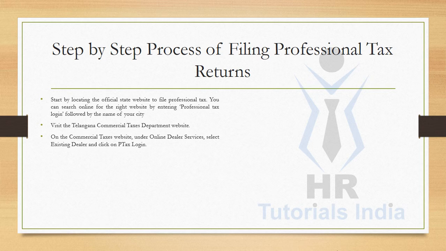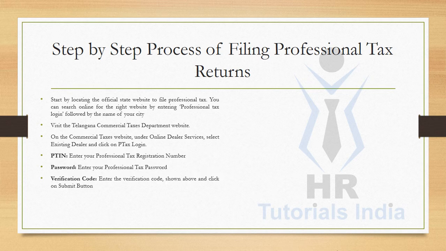On the commercial taxes website, under online dealer services, select the existing dealer and click on the PTax login. PTIN. Once you click on this professional tax login, a page will open asking you to enter the PTIN. Then enter your professional tax registration number, which is nothing but the PTIN. Password. After entering the registration number, you need to enter the password which was generated at the time of registration of professional tax. Verification code. You will be asked to enter the verification code shown above the verification code field. Then you need to click on the submit button.